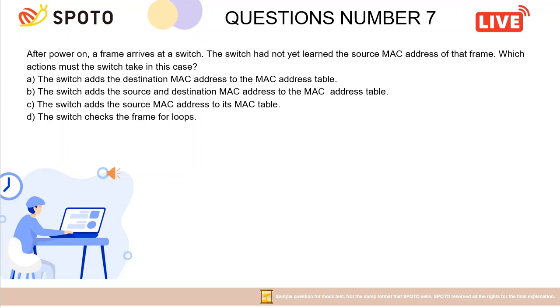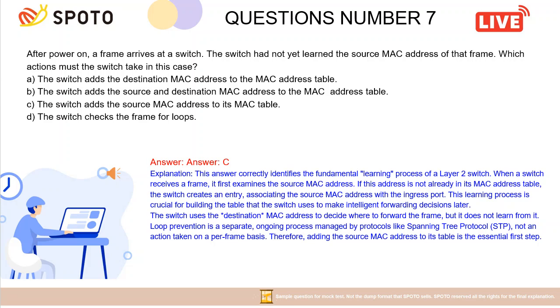Answer, C. This answer correctly identifies the fundamental learning process of a Layer 2 switch. When a switch receives a frame, it first examines the source MAC address. If this address is not already in its MAC address table, the switch creates an entry, associating the source MAC address with the ingress port. This learning process is crucial for building the table that the switch uses to make intelligent forwarding decisions later.